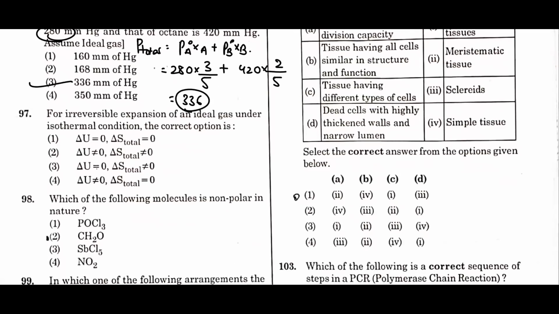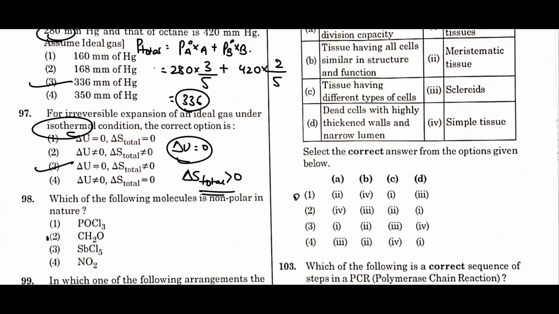Next question 97. For irreversible expansion of an ideal gas under isothermal condition, the correct option is: for an isothermal condition, temperature is constant, whenever there is no change in temperature, there is no change in internal energy. Delta U is equal to 0, and total entropy always changes, it's greater than 0, which means not equal to 0. Option 3 is the correct answer.